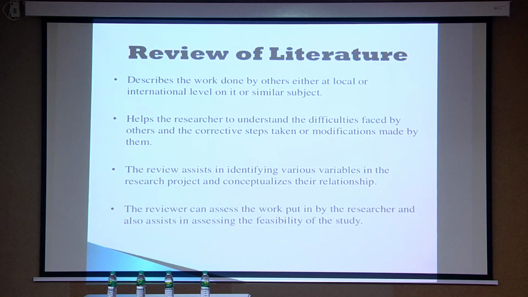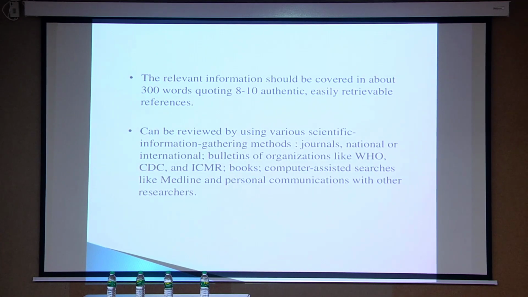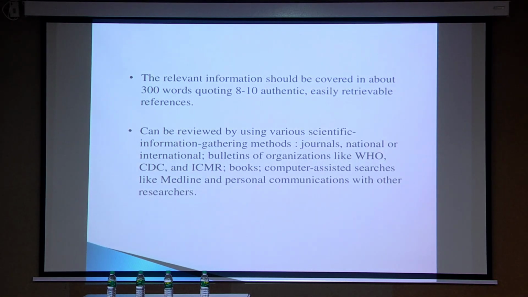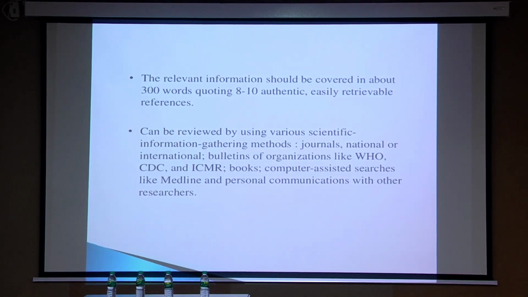The review of literature I have already spoken about, so I will skip it. I have told you 300 words. And mostly you should look at journals, national and international bulletins of organizations like WHO, CDC and ICMR, books, computer assisted searches like Medline, and personal communication. Your literature review should cover all these aspects. When you do a review search, it should be from PubMed search and Google Scholar search. Your search citation should be from our Wireline online library or Scopus. This should be an authenticated search so that you will not be in trouble.